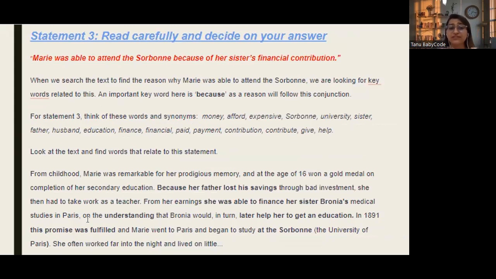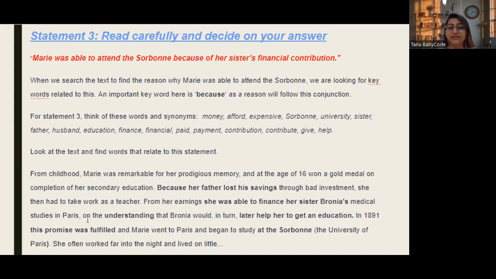Okay. Moving forward, Mary was able to attend Sorbonne because of her sister's financial contribution. So when we search the text to find the reason why Mary was able to attend Sorbonne, we are looking for keywords. Another important keyword is because, they have given a reason here, right? For this statement, you need to look for synonyms like money, afford, financial contribution, expensive, Sorbonne University, sister, father, husband, any financial, paid, payment, contribution, contribute, help.